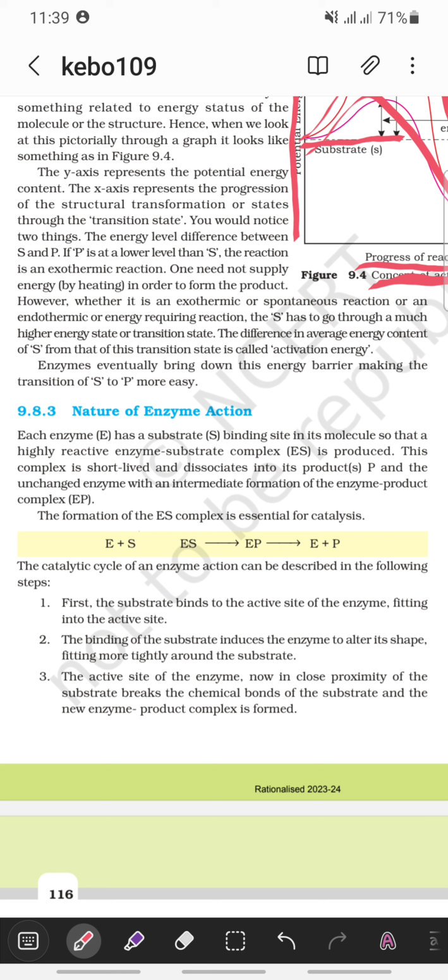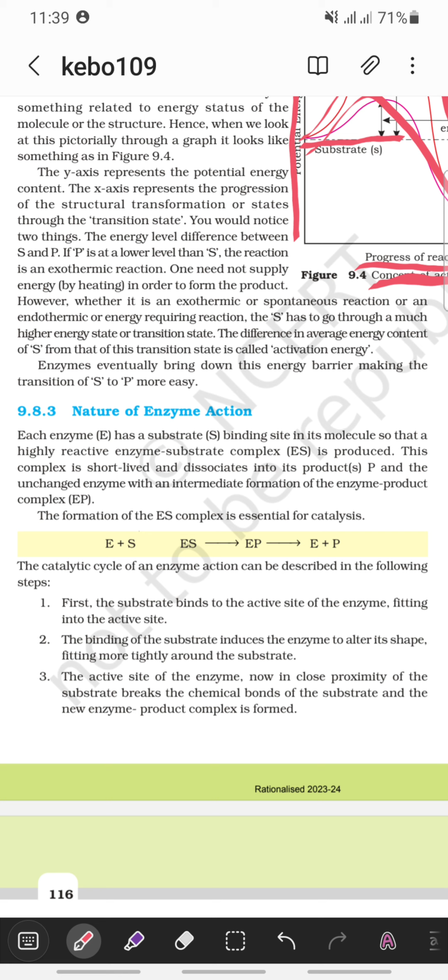Nature of enzyme action. Each enzyme E has a substrate S binding site in its molecule so that a highly reactive enzyme-substrate complex ES is produced. This complex is short-lived and dissociates into its product and the unchanged enzyme, with an intermediate formation of the enzyme-product complex EP. The formation of the ES complex is essential for catalysis. E plus S, ES, EP, E plus P.